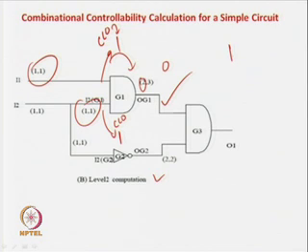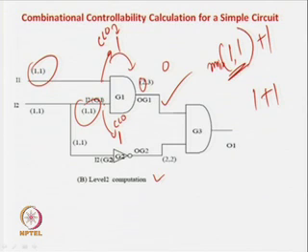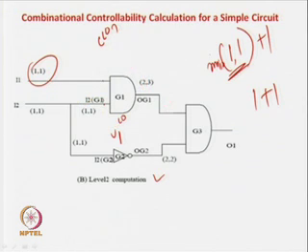That is the minimum of 1 comma 1, the combinational controllability of 0 at this input or this input. You have to take the minimum, plus 1 for the level shift. So, the minimum of 1 1 is 1, plus 1, so we get a 2 over here. So, the combinational controllability of 0 at this net is 2.